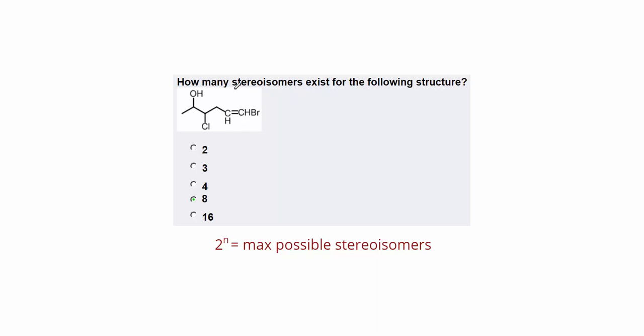This question is asking you to identify the number of stereoisomers that exist for this structure. Typically, we count up the number of stereocenters, typically chiral centers, plug it in this formula for n, and get 2 to the n equals the maximum possible number of stereoisomers.